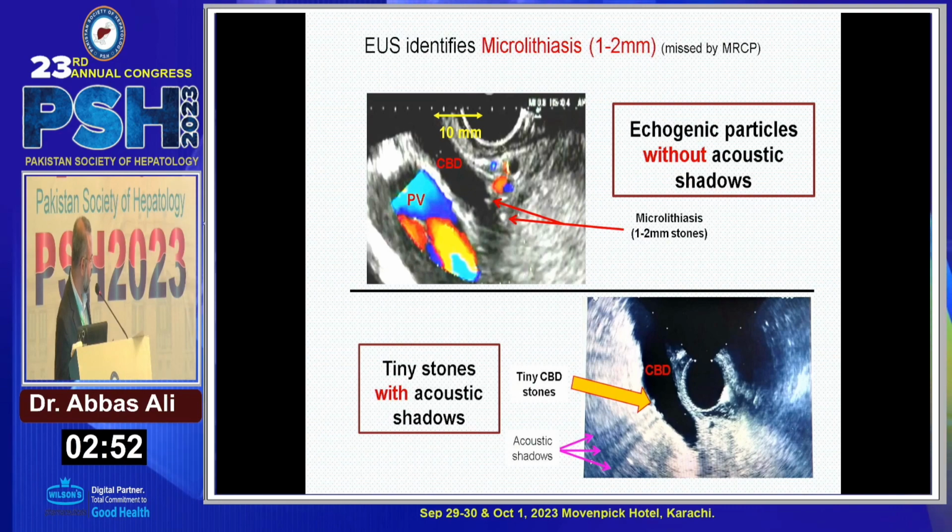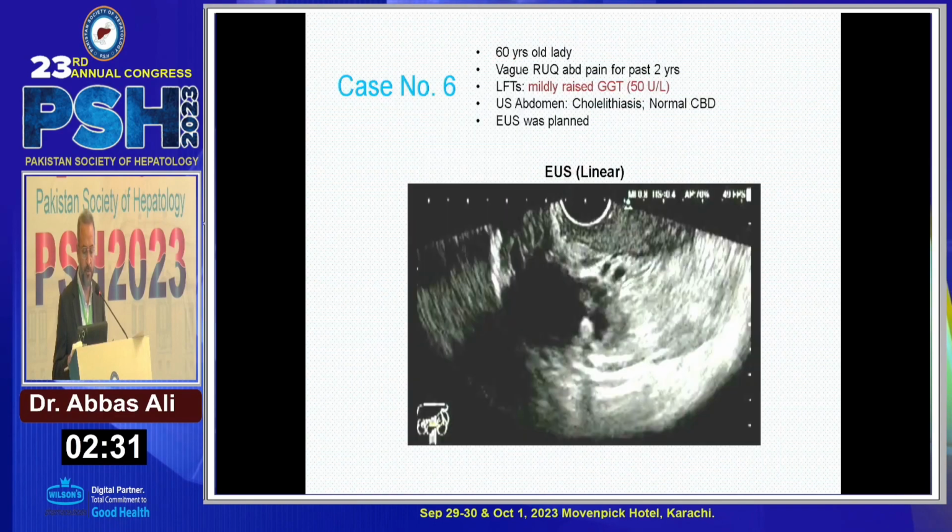And then there is another case in which we did the radial EUS, and you can see that there are tiny acoustic shadows cast by the tiny stones. So this is gravel, and this is a size of only 1 millimeter probably. So the advantage EUS offers is that it can identify microlithiasis that the MRCP might miss.